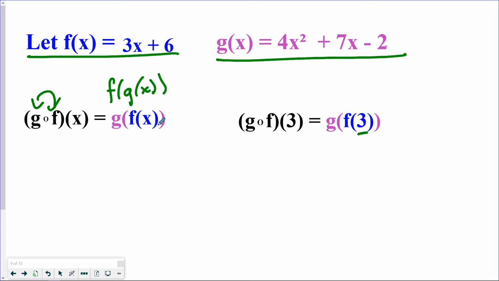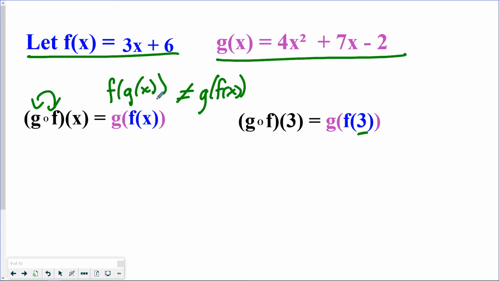Sometimes they can be, but sometimes they're not. There's not really a pattern. Certain functions will work either way, or some of them will undo each other, and there's special names for that. So we'll go over that later. But for right now, just don't assume that they're going to be the same. If you change the order of the functions, it might change your end result.